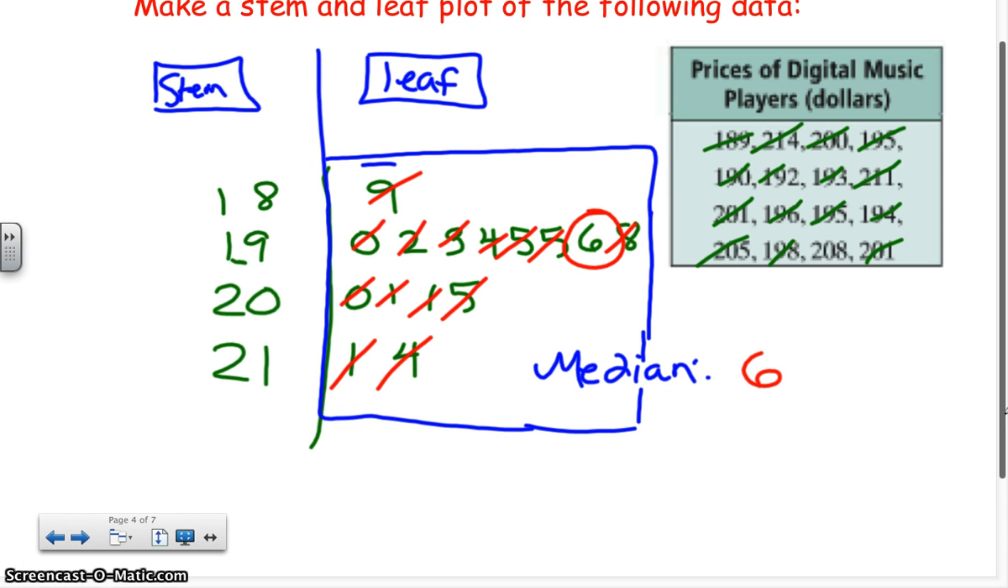So looking at this data, I'm trying to see what happens the most. It looks like I have a 195 two times, and I have a 201 two times. So I really have two modes. I have the 195 and the 201.